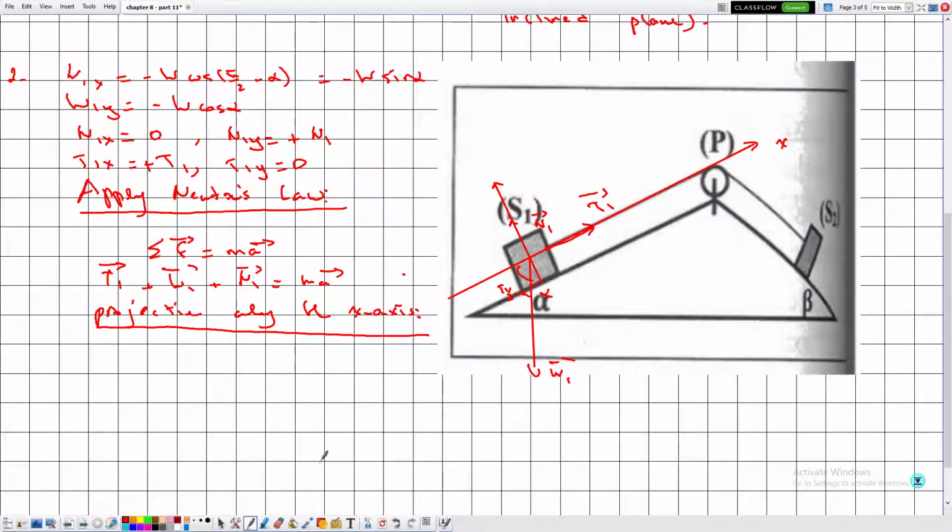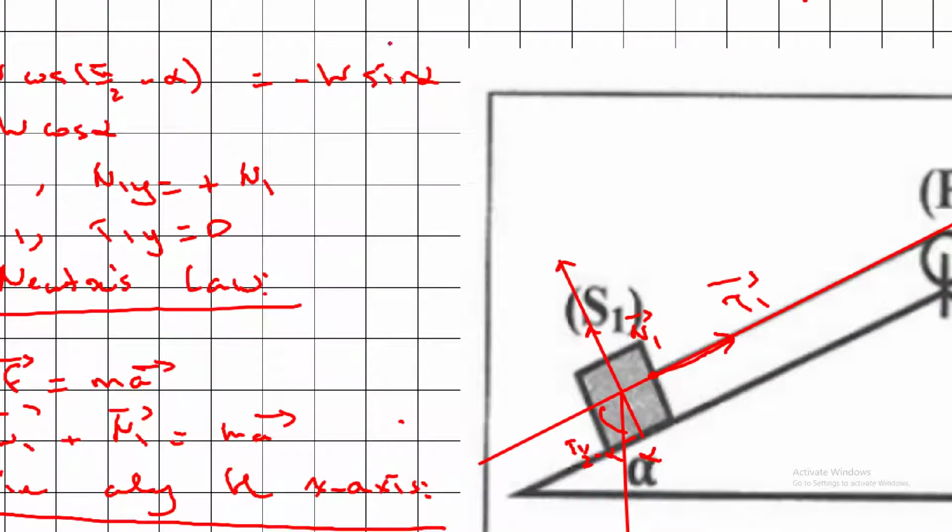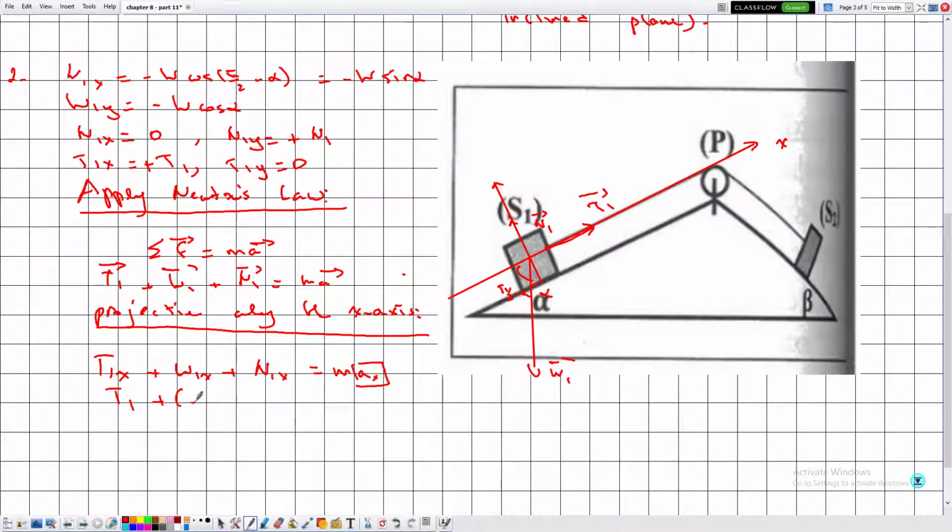Now here, what do we have? We have T1x plus W1x plus N1x is equal to M A x, and we are interested in determining A x. So T1x is given by plus T1, W1x is given by minus W sine alpha, and N1x is 0, which is equal to M A x.